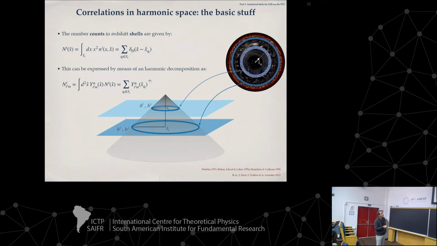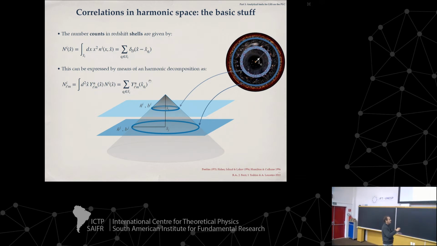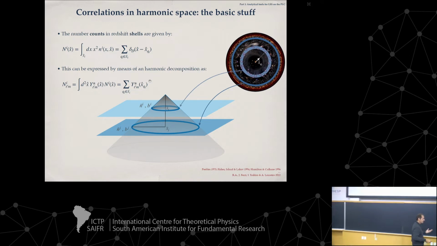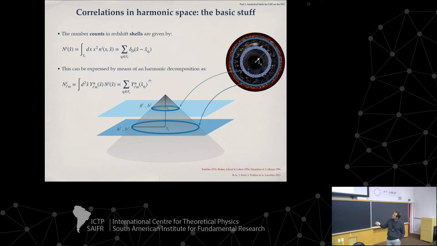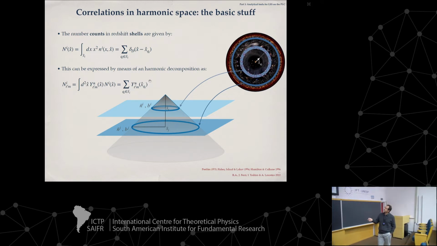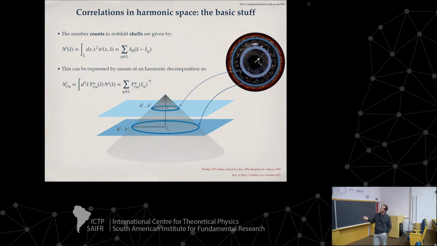galaxies in another shell there, and you're correlating them. Of course, once you do that, what you are naturally drawn to is that when you have things on a spherical shell, you want to describe them in terms of a spherical harmonic decomposition, and this is how you decompose that. So this is basically the number counts of galaxies in a given shell. So this is shell counts in shells, if you want. It turns out that there's a very easy way to compute that if you have a finite number of galaxies in a given shell, for instance.